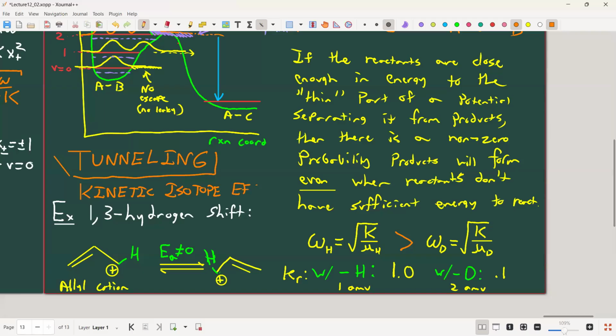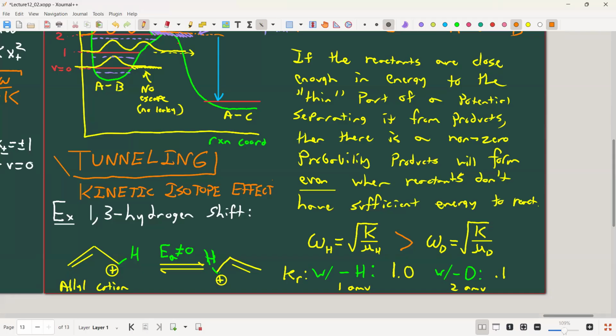Now, you may ask the question, if it's not tunneling, what would the rate difference be? So I'm saying if it's tunneling, it could be 10x, 100x. I've even measured a kinetic isotope effect of 1,000x. The deuterium reacts 1,000 times more slowly than the hydrogen.